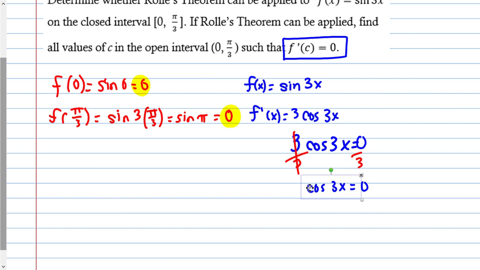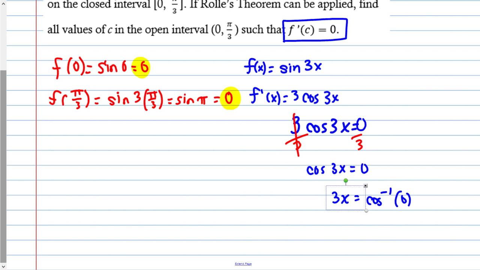So you would most likely do this with a calculator. At least for right now we are. So 3x is going to equal the cosine inverse of 0, which basically means at what angle, in radians of course, is cosine equal to 0? So cosine is the x-coordinate. The x-coordinate of what angle is 0?